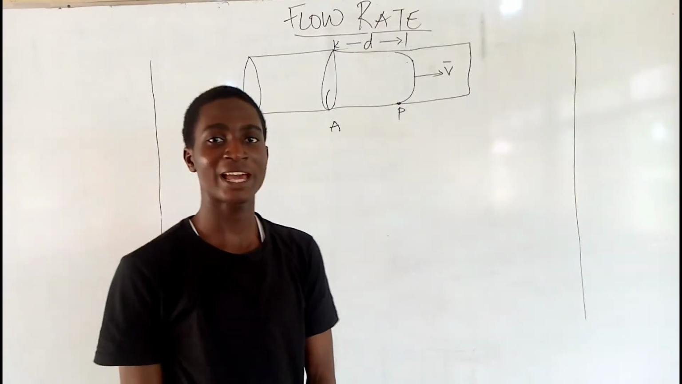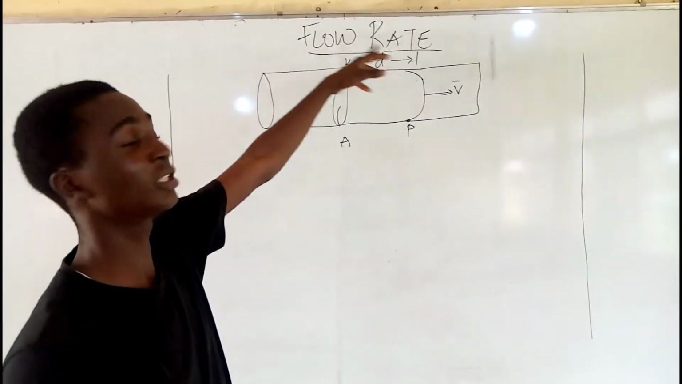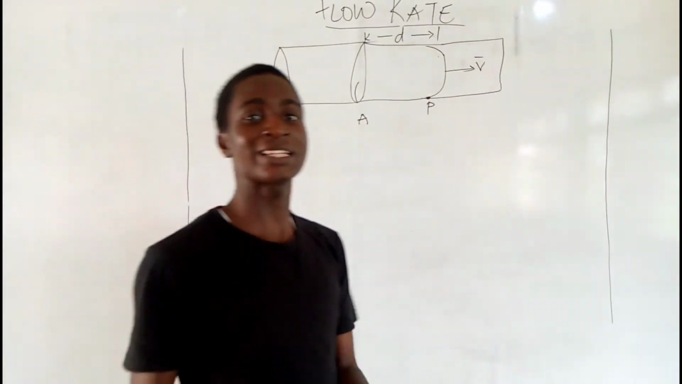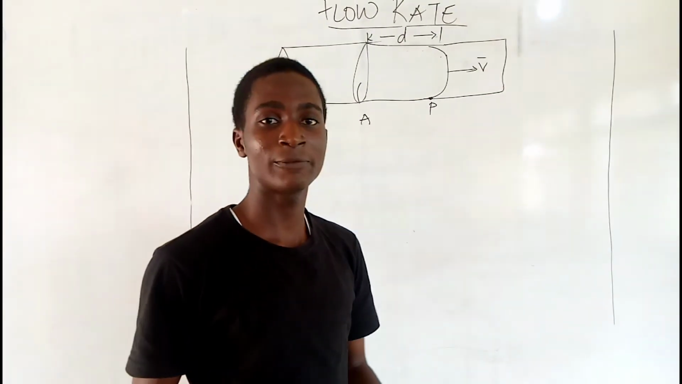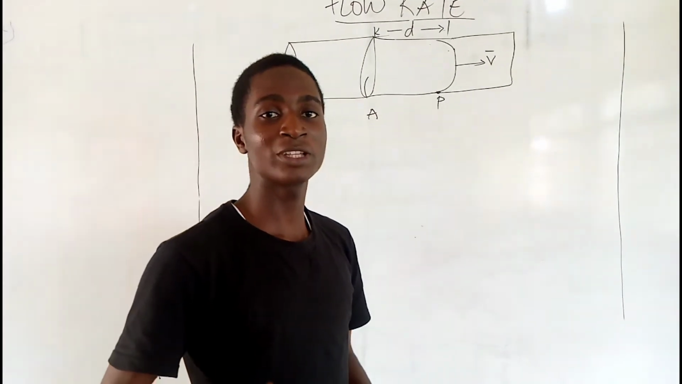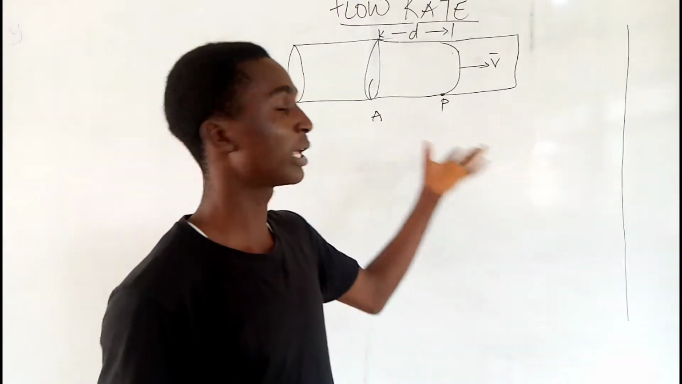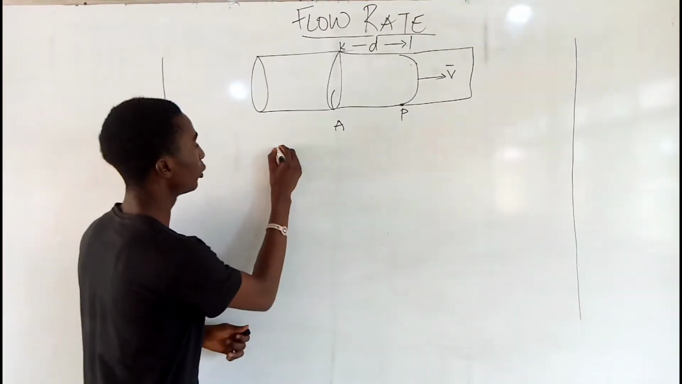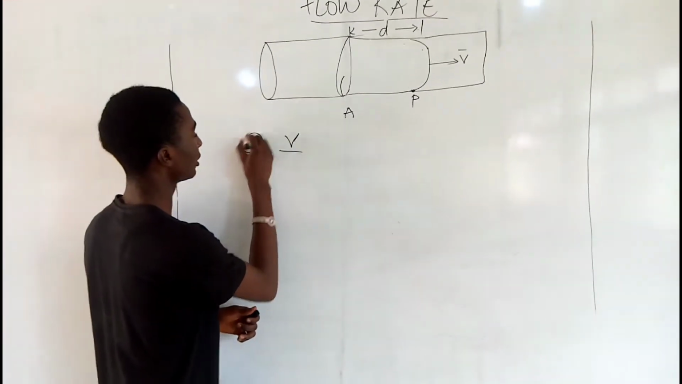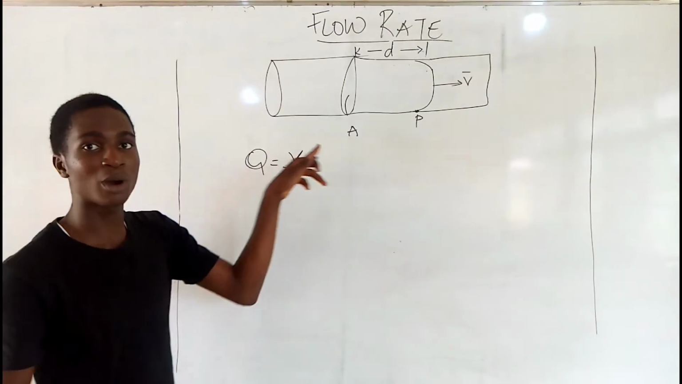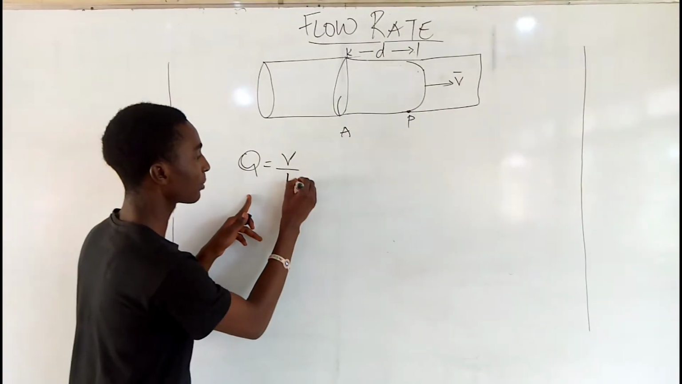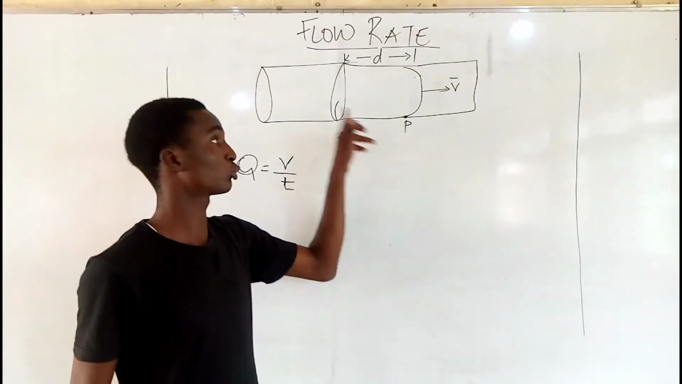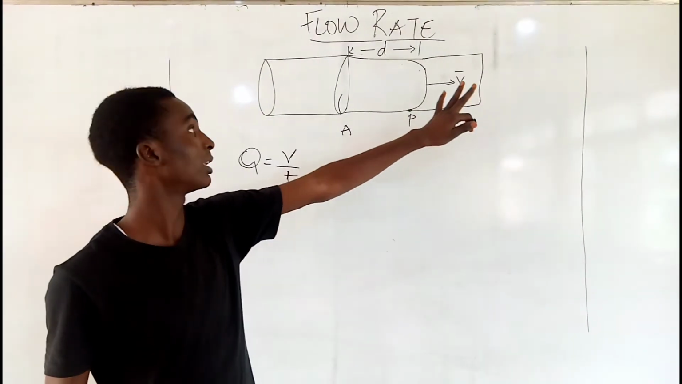Welcome to today's tutorial. In today's online physics, we are discussing flow rates. First question you ask yourself: what is flow rate? Flow rate is defined as the volume of fluid per unit time flowing through a point, through an area. That is, Q is the volume of fluid per unit time flowing through point P through a given area.